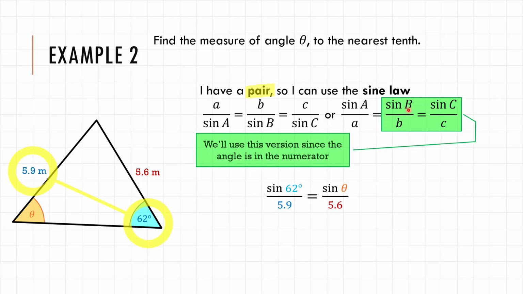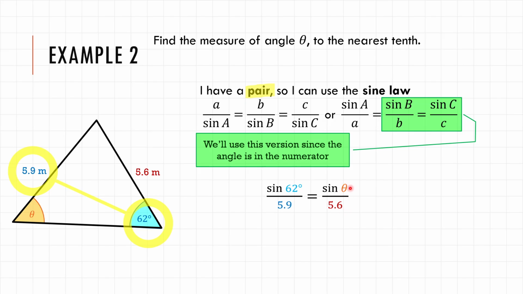Now remember, side B and angle B, these are always opposite each other in an acute triangle. The side lengths and the angles that are opposite each other always have the same letter. So that's how I know that this would be angle B, and the side length opposite it is side B. And that is equal to sine of theta over the side, which is 5.6 meters, and that would be side C in this case. Now I know that this is all going to resolve to some number. And that should be equal to sine of theta divided by some number.